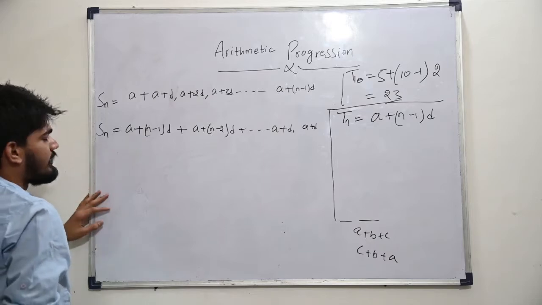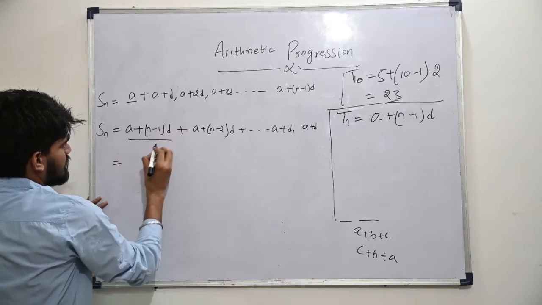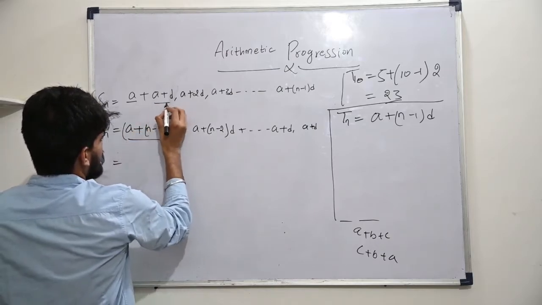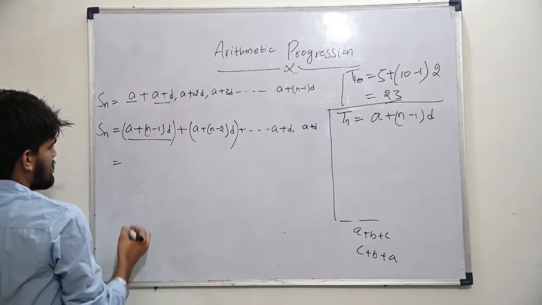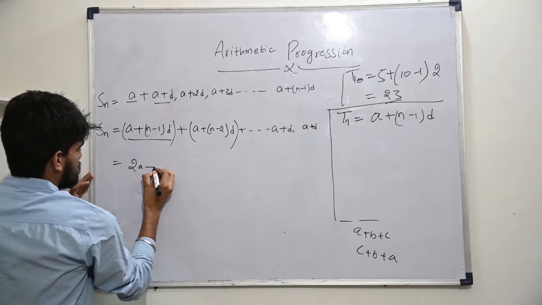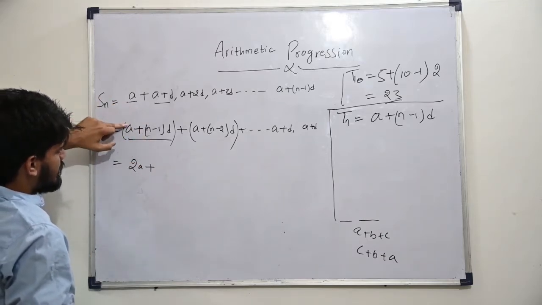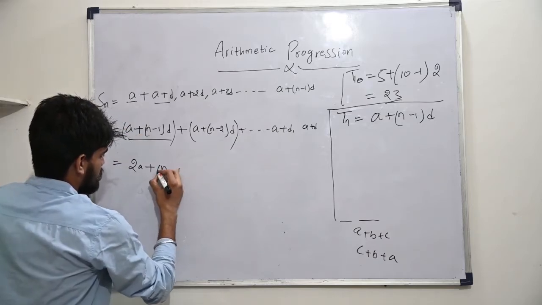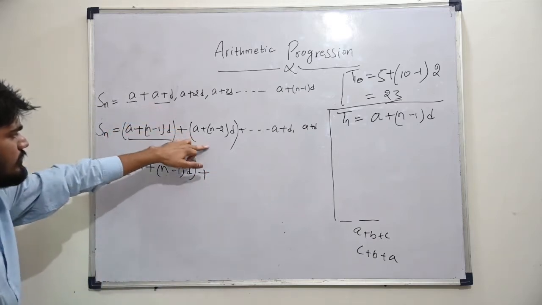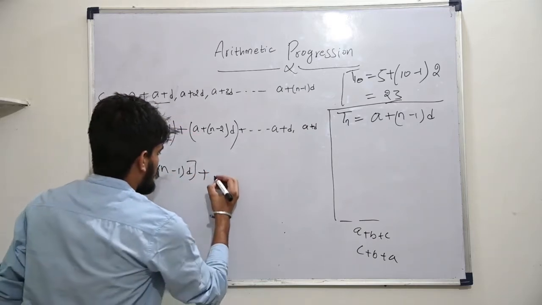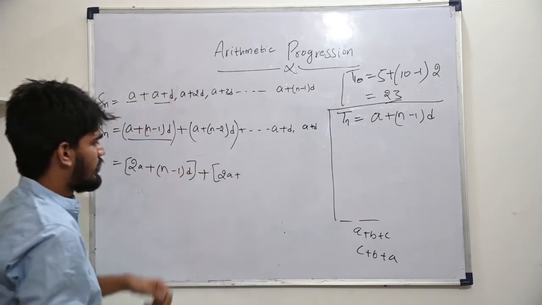I can add them up. When I do that, this first term and this first term, then this second term and this second term, the same way. When I add this up, A plus A is 2A, plus this side, A plus A, 2A plus n minus 1 D. Then when I add this up, A plus A becomes 2A, plus D plus n minus 2 D.